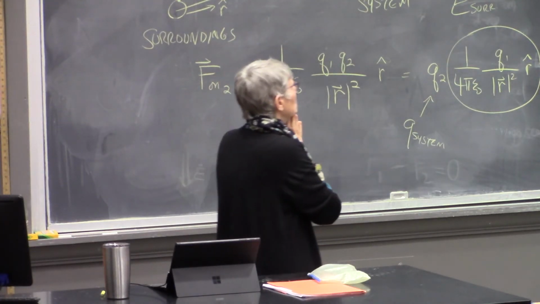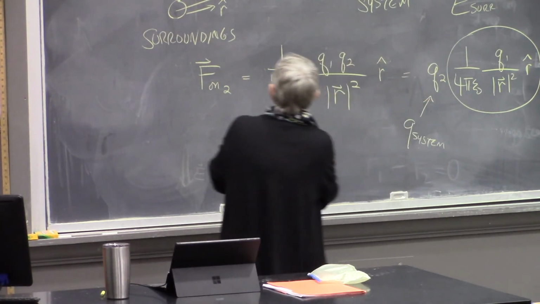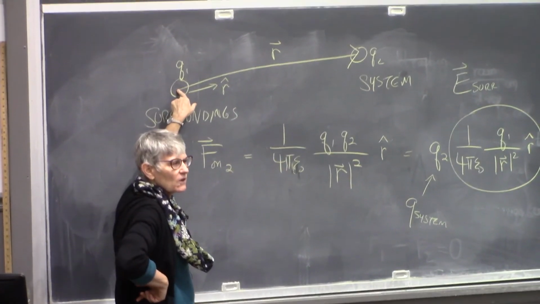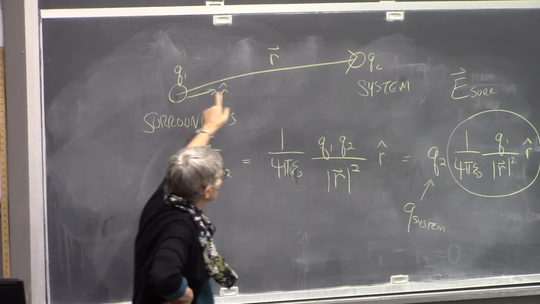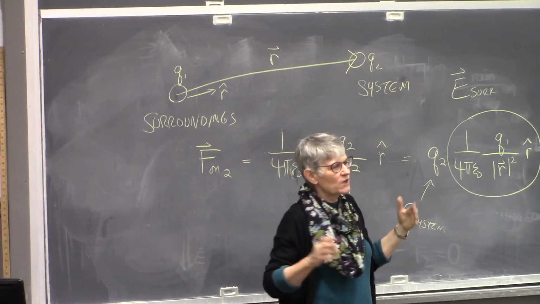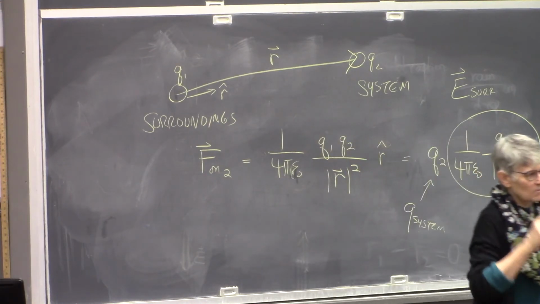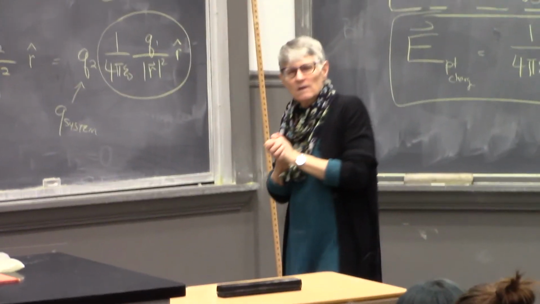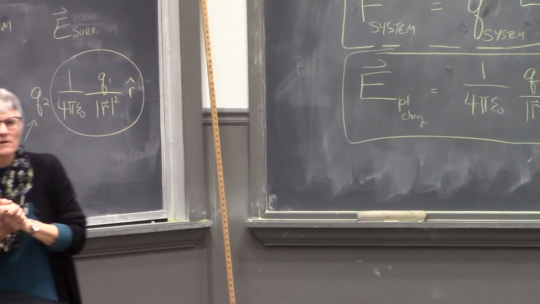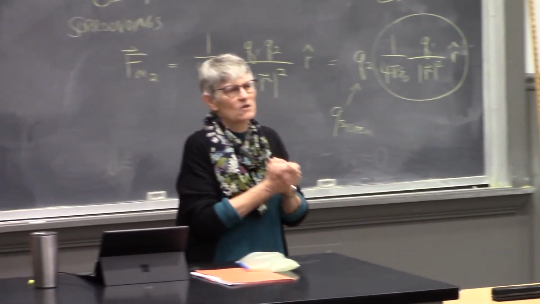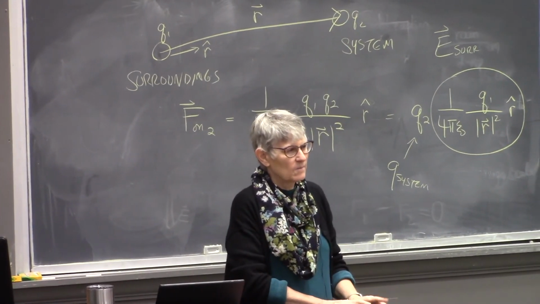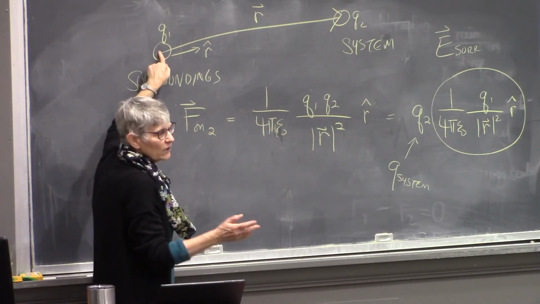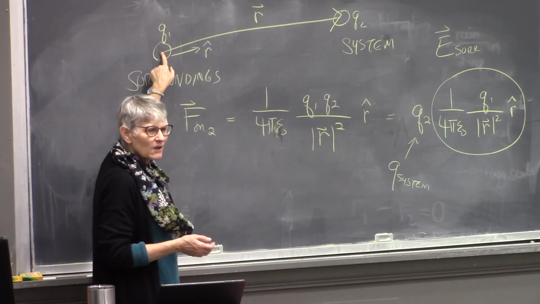Okay, so here's our source. This Q1 is a source of the electric field. At any observation location, we can use this equation, if our source is a point charge, to calculate the electric field due to that point charge. What's the electric field made by that point charge at its own location? Here's a source, here's a point charge. It's the only thing around. What's the electric field right here?